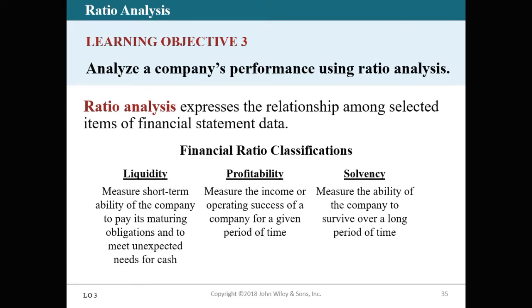Last but not least, when we're talking about financial analysis, is the ratio analysis. Ratios can be classified as liquidity ratios, solvency ratios, or profitability ratios, where liquidity measures the short-term ability of a company to pay things like its maturing obligations, meet its unexpected needs for cash, and have adequate liquidity for operations. Solvency is a measure of the ability of a company to survive over a long period of time. And what is that likelihood to happen going forward into the future?